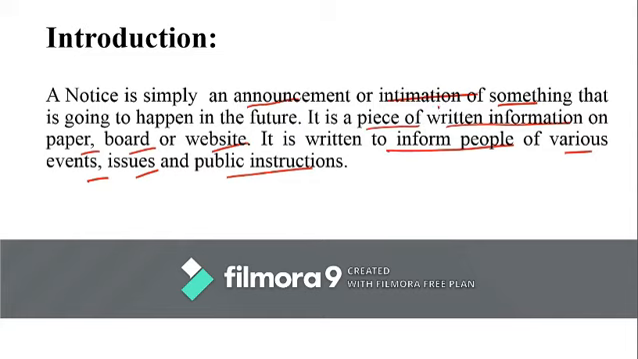It's a written information on paper, board, website, and the purpose of writing a notice is to inform people of various events, issues, incidents, public instruction, etc. Let's move on to the next slide.